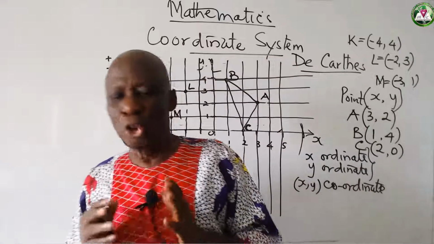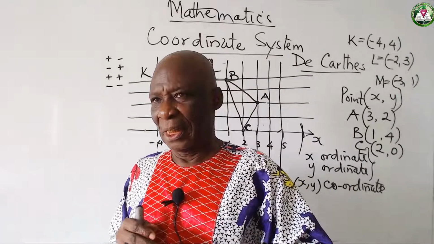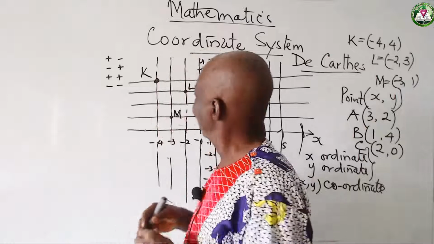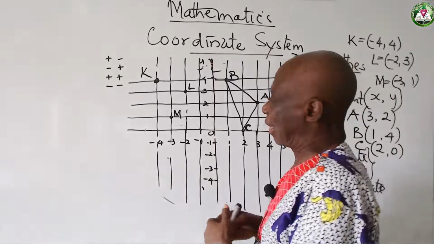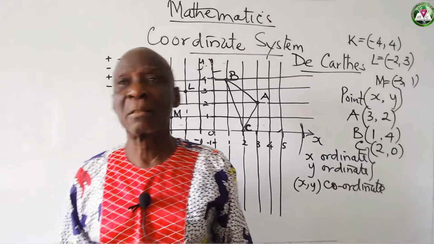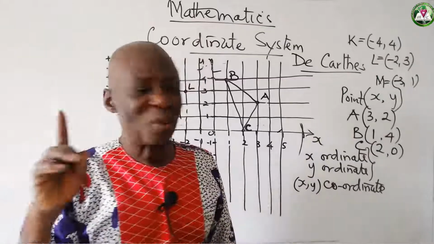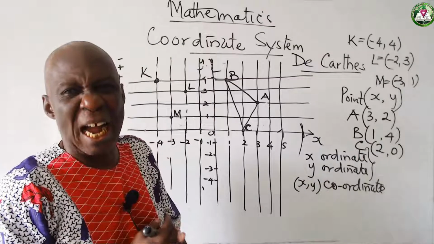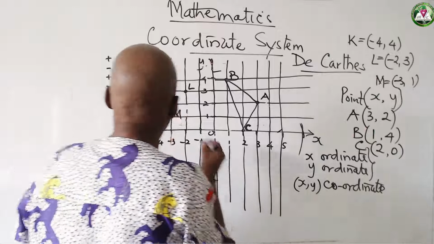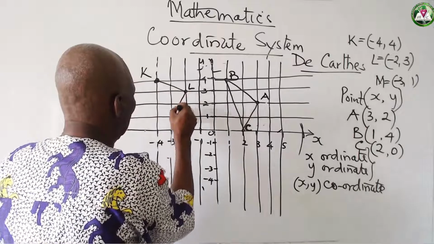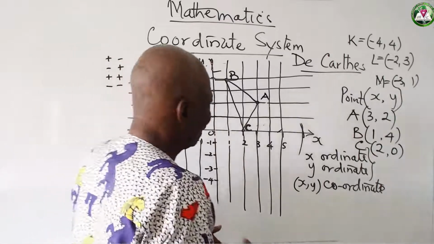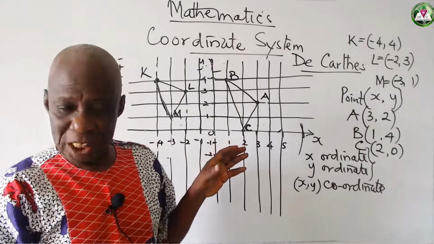Alright. If we join these points, K to L, L to M, M to K. What type of shape? Don't answer until I finish asking. Some of you have started raising your hands. What type of shape are we likely to have, Bartholomew? Good. Triangle. So let's join and see whether it is true. K to L, L to M, M to K. So that is a triangle. That is what we have been able to produce using this.